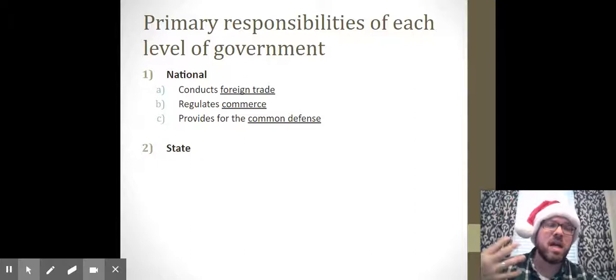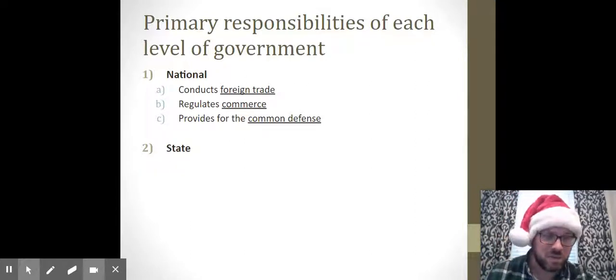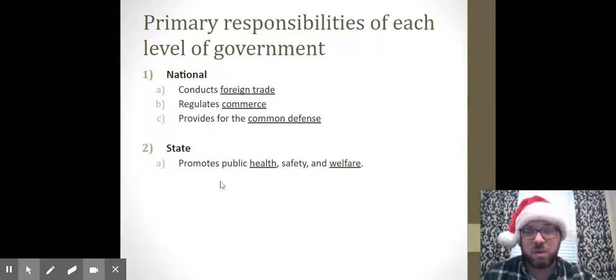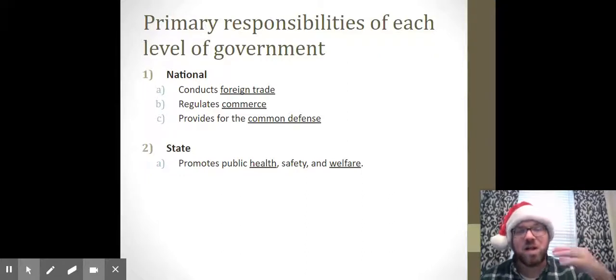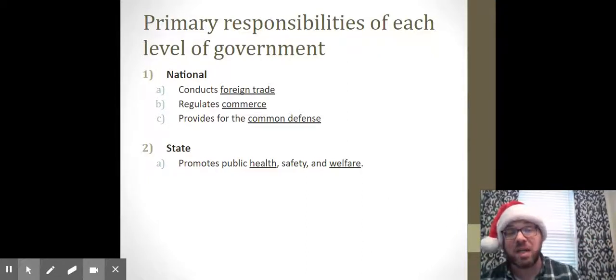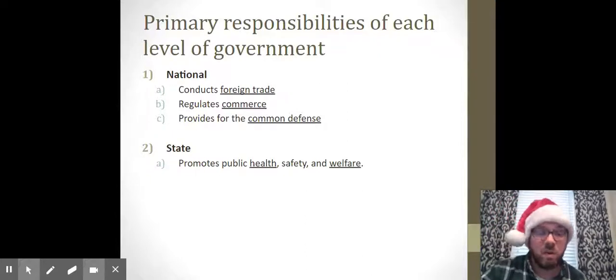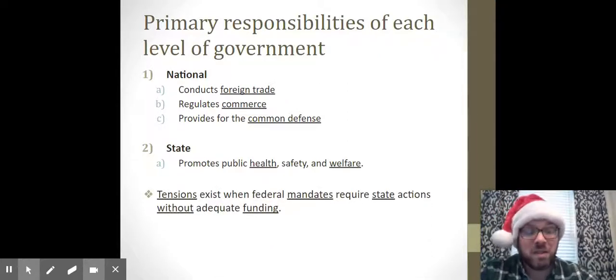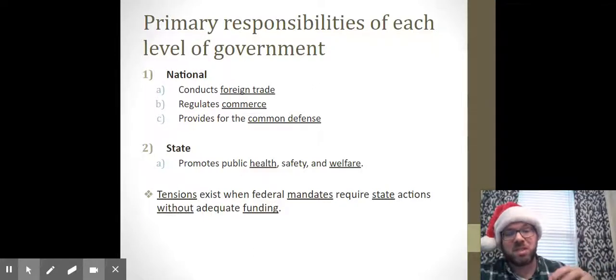State government has completely different powers than national government. Basically what they want to do is promote public health, safety, and welfare. Almost all the laws and things that state government does fall into one of those three things: public health, safety, or welfare.